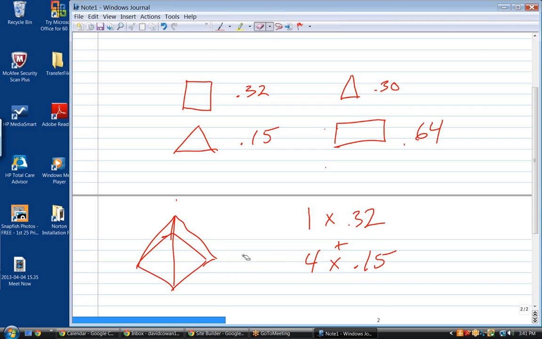Well, these are fairly straightforward. None of these seem too difficult. They're not even asking you to calculate surface area. They're really just asking you to count the number of faces and what shape they are. Yeah, it's really easy.